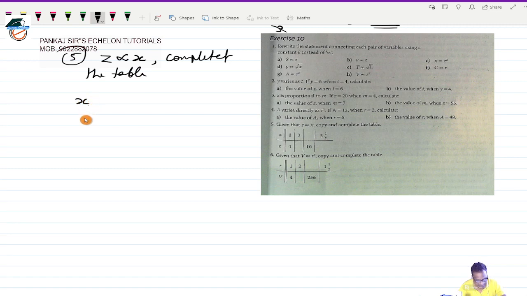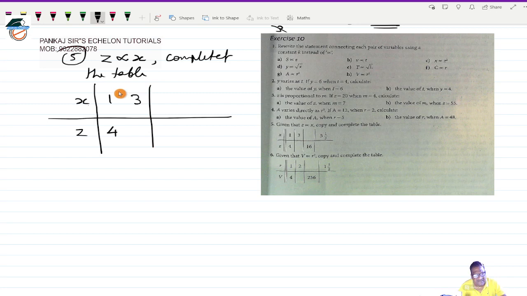X is given and corresponding Z values are given. Okay. And for X equal to 1, Z is equal to 4 is given. Now when X is equal to 3, you have to find what is Z. And for Z equal to 16, you have to find what is X. And for X equal to 5.5, you have to find what is Z. So these are the vacant places which you have to fill up so that the table is complete.